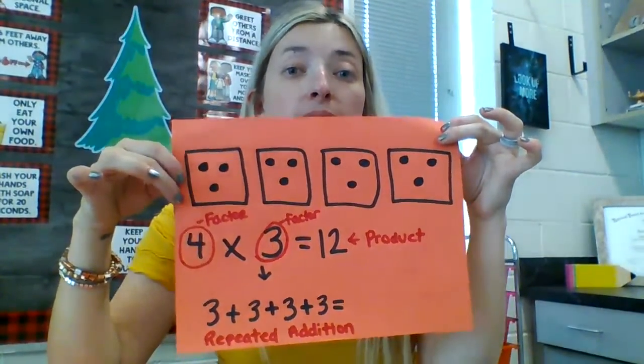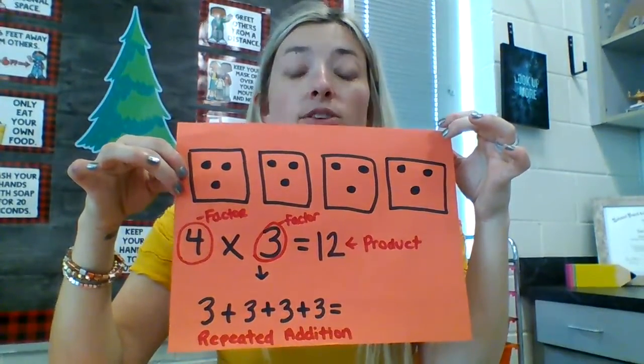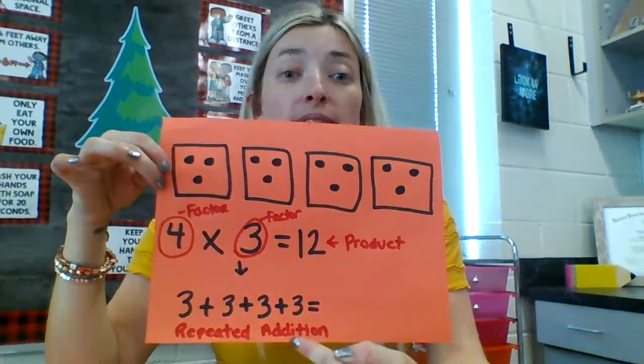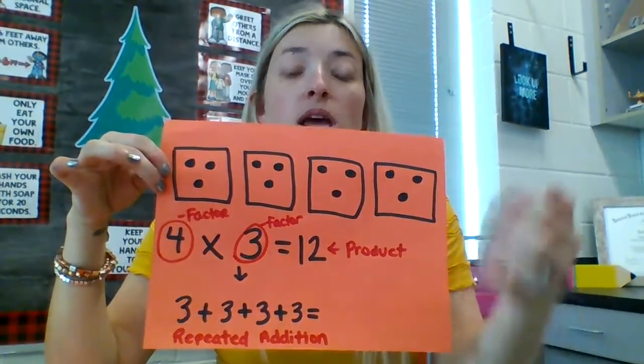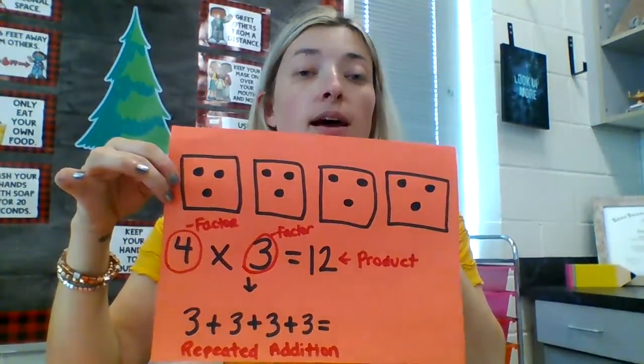Skip counting is a way this week that we're actually learning to solve multiplication, so they can actually skip count by threes to solve something like this, or fours. So we're working on that. That's going to be another strategy they can add.